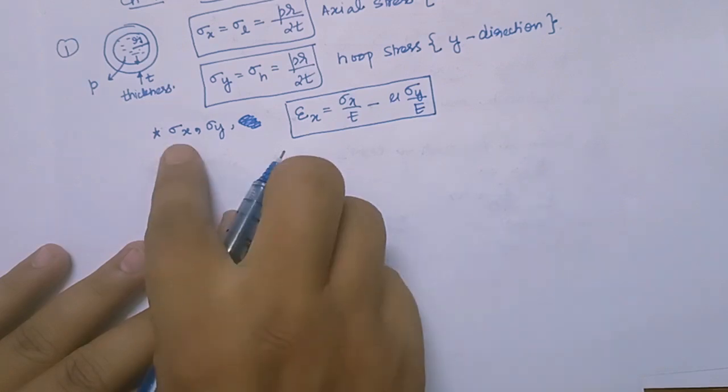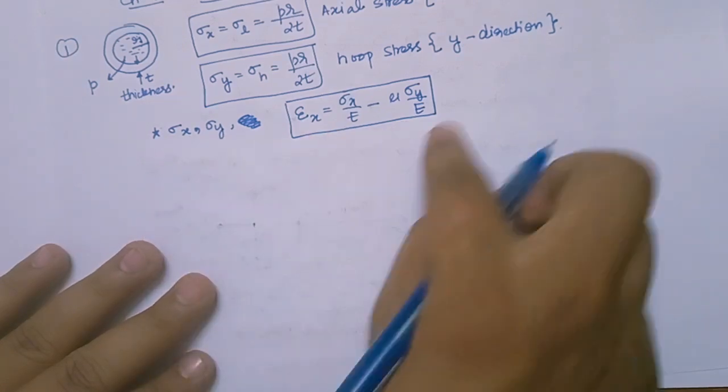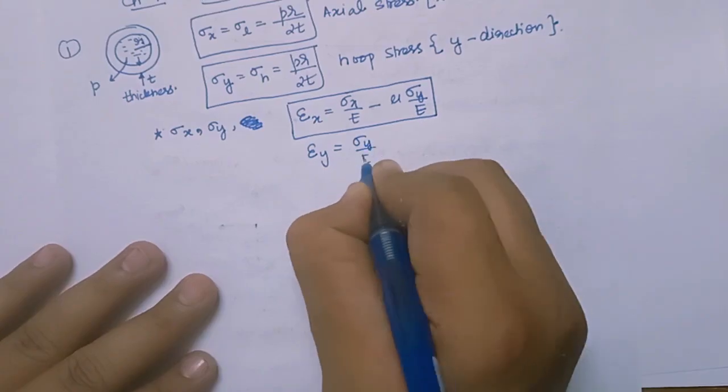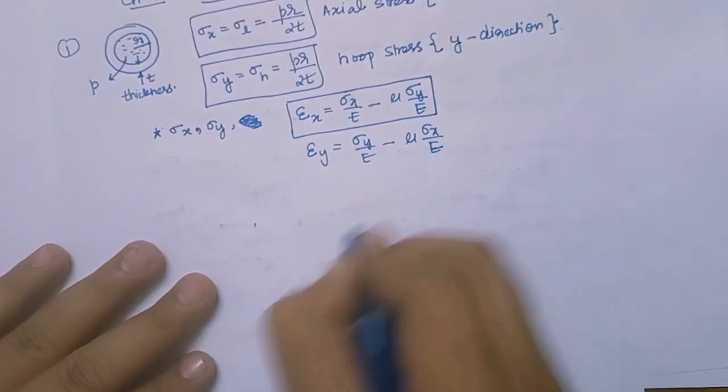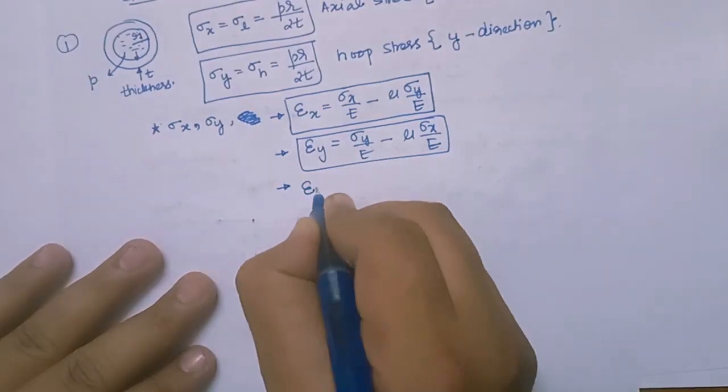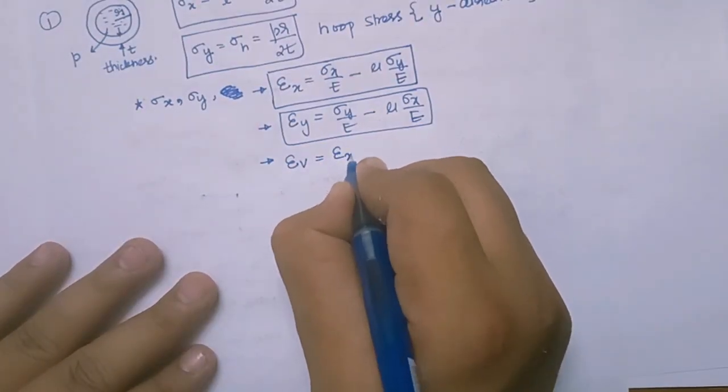Similarly, because I have sigma and E is the material property, just put all the values, you will get the strain in x direction. Strain in y direction is what? Sigma y by E minus mu sigma x by E. And moving forward, I can write the volumetric strain, that is epsilon x plus epsilon y.